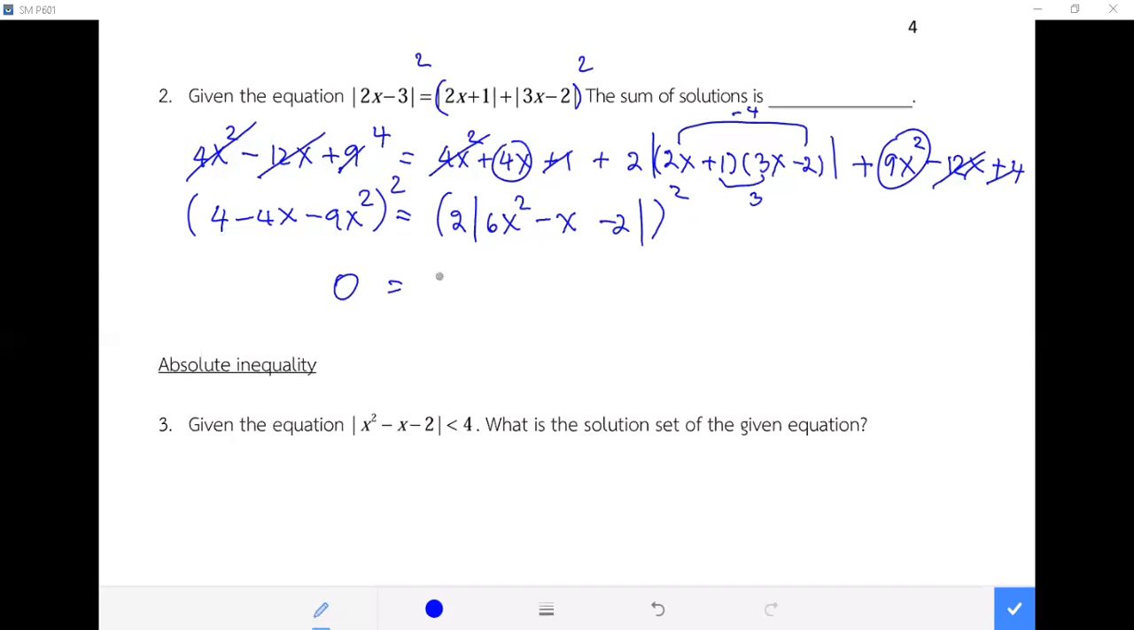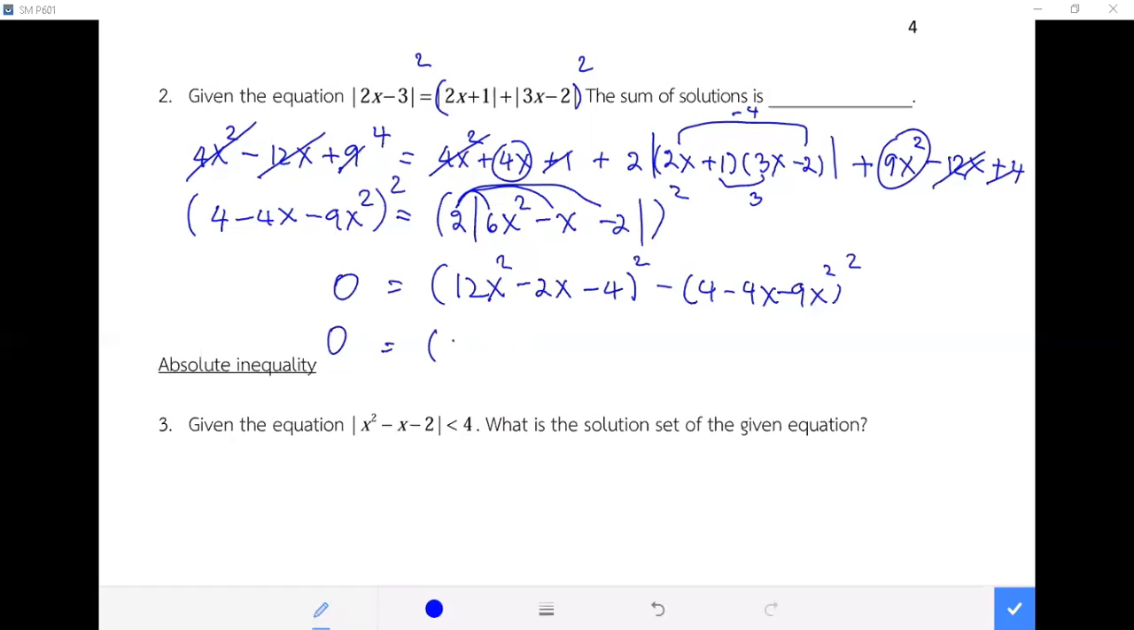So this one squared, you have 4 times of this number 2, you can multiply it inside, for you square, right? So it's going to be 12x squared minus 2x minus 4 squared, and then subtract this one, 4 minus 4x minus 9x squared. So you find the sum of them is going to be 12 minus 9, right? The sum is 3x squared, and then minus 2 minus 4 is minus 6x, minus 4 and 4 is 0. This is the sum multiplied with a difference, right?